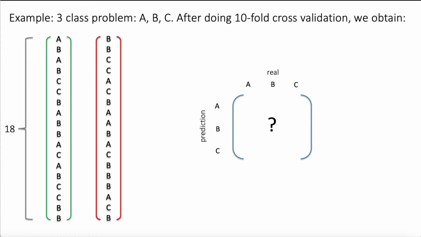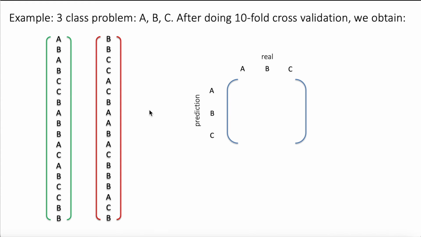We have 3 different classes, A, B, and C. In the rows, we're gonna use what the model predicted, and the column indicates the real class or the actual class. For example, in the position AA of the matrix, we're gonna count all the cases where the model predicts A and the actual class is also A. So we count here, we have 2 cases, right? So we annotate the 2 there.